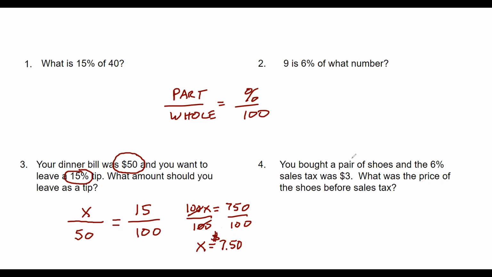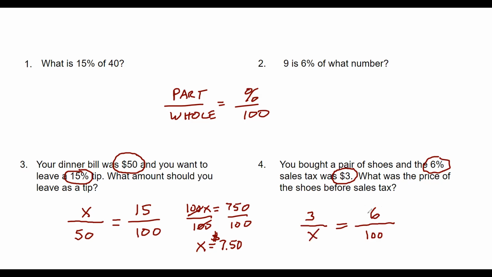Okay, let's look at question 4. You bought a pair of shoes and the 6% sales tax was $3. What was the price of the shoes before sales tax? We know that we're going to set up a proportion. So you could do that in advance, and we could put our 100 here. We know that the percentage is 6. So now we're left to figure out, is this $3 the whole or the part? Well, sales tax or a tip is always going to be the part. So let's put that up here. And that means we're trying to find out the whole amount.